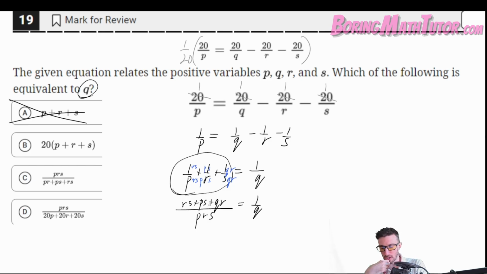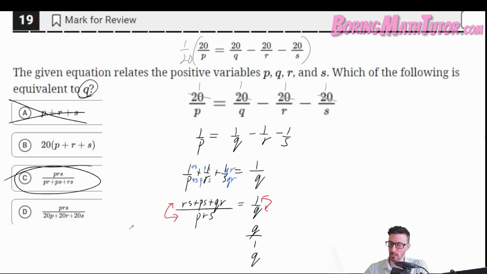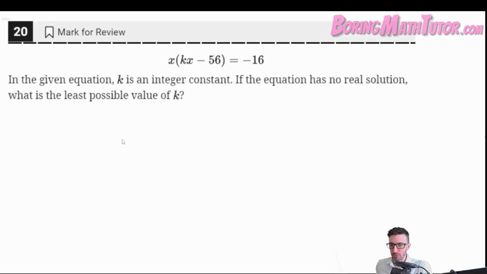Now, why am I getting a common denominator and making it into just a single fraction there? I'm doing that because now all I have to do is flip both sides. So if I flip the right side, it will just turn into Q over 1, which is what they're asking for. It's the same thing as Q. And now if I flip this side, then it's PRS on the top, and it is answer choice C.